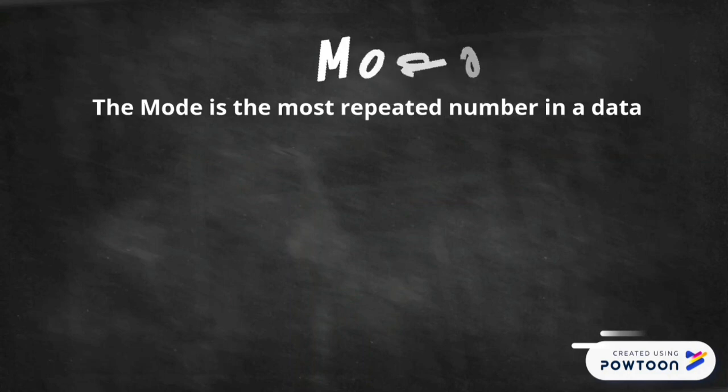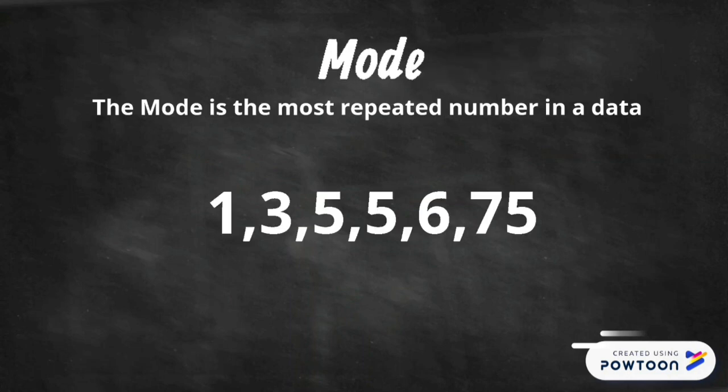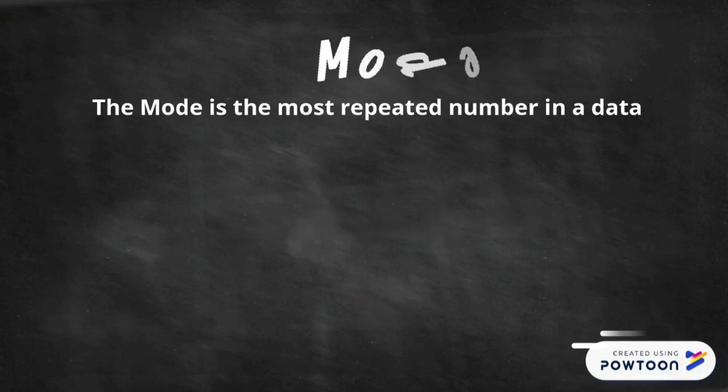Now let's move on to mode. The mode is the most repeated number in a data. Let's take an example. 1 is repeated once, 3 is repeated once, 5 is repeated twice, 6 is repeated once, 75 is repeated once. This means the 5 is the mode as it is repeated the most. It is repeated twice. Let's try another example.